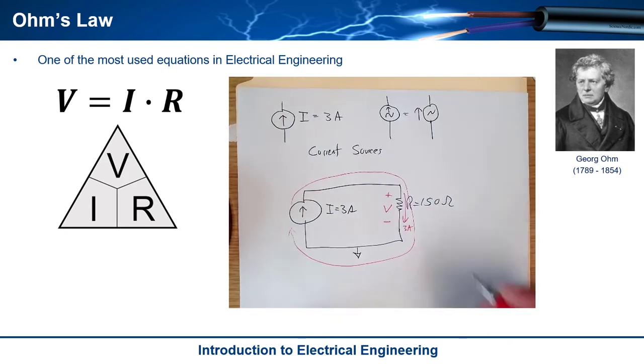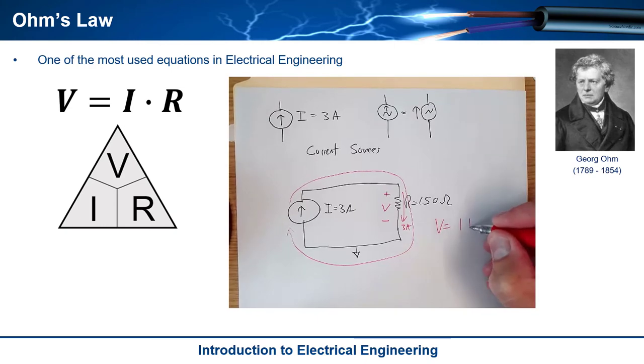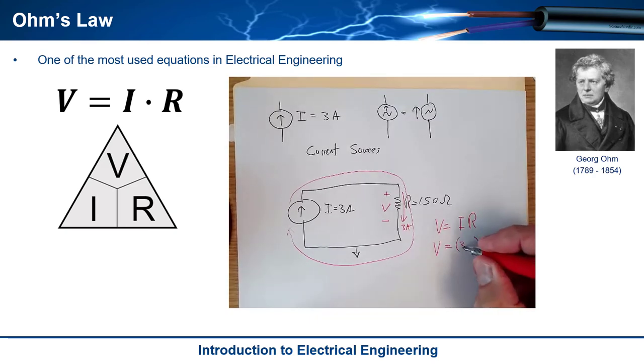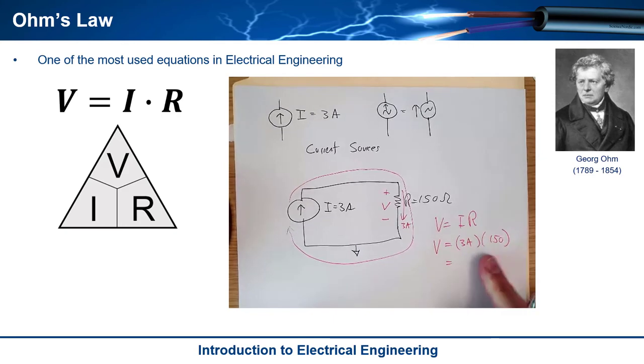So I know that the current through the resistor is 3 amps. So I can come over here and go, well, Ohm's Law, V is equal to IR. I want to find the voltage. So I plug in the current, which was 3 amps, and then I plug in the resistance, and, don't even need the calculator for that one, it is 450 volts. Okay, so I quickly solved that. Life is good.